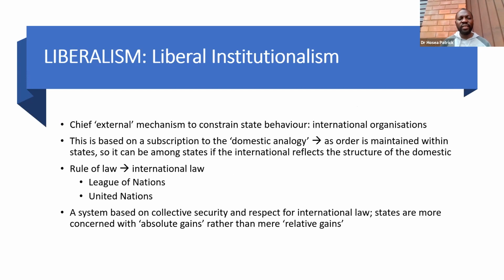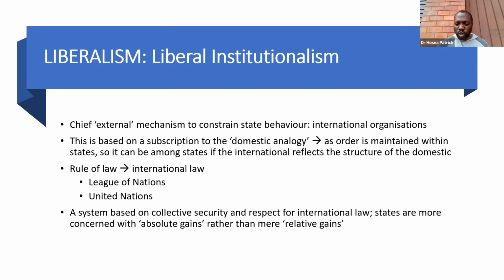Liberal institutionalism. Here, the chief external mechanism to constrain state behavior is what? International organization. That's the argument of liberal institutionalism, that the only way to control state behavior is to have international organizations like the United Nations, right? That the only way we can control state behavior is to have international organizations that every state is a member of. So the rules and regulations in the international organization determine how the state will operate. So that's what liberal institutionalism talks about.